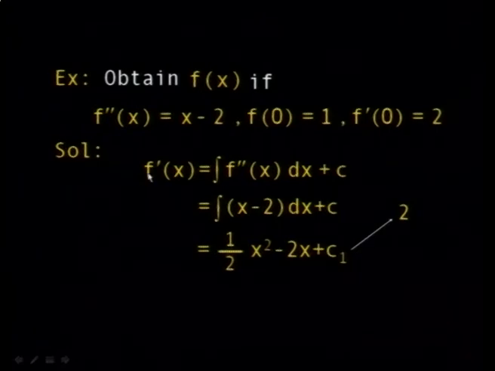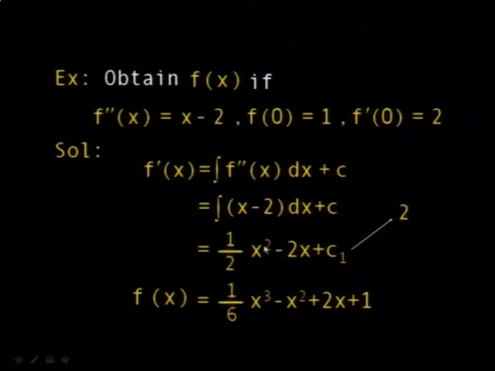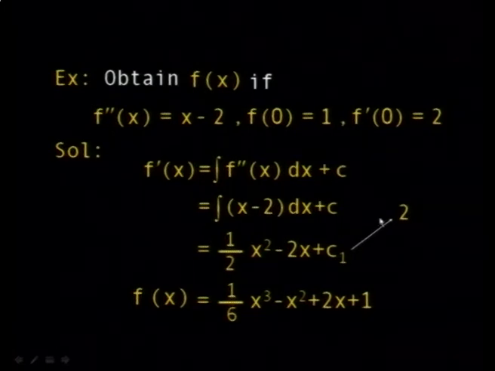Now you have here dy by dx is equal to this. What is the value of y? What is the value of f? Now you integrate this again, you get 1 over 6, because here is 1 over 3, 1 over 6 x cubed minus x squared. And then you integrate 2, which is 2x, and then you add up another arbitrary constant.